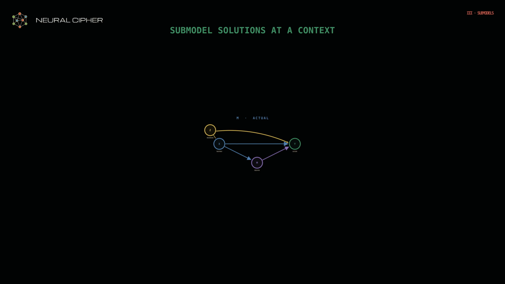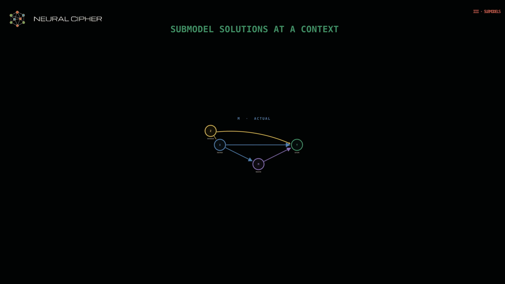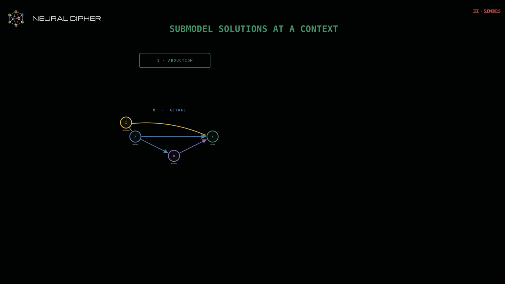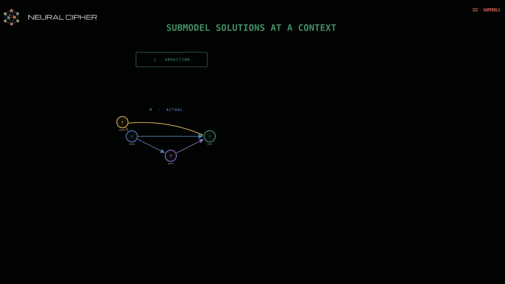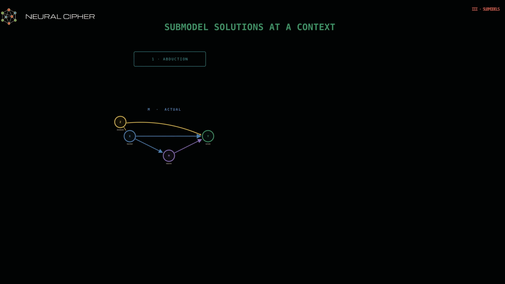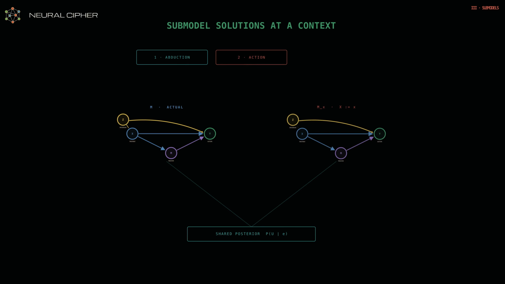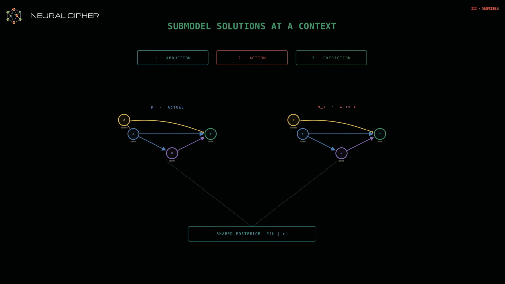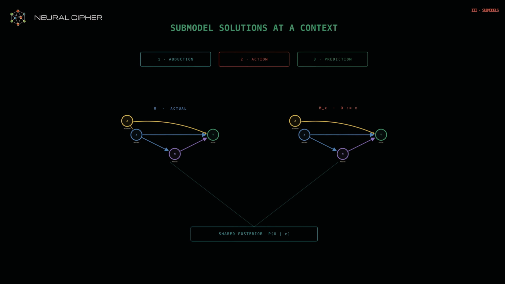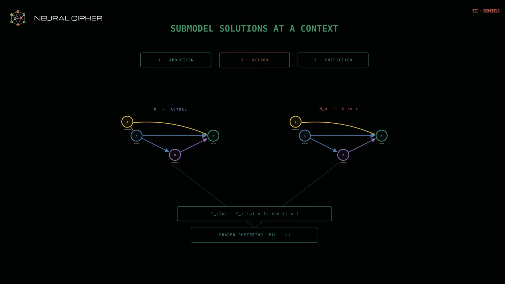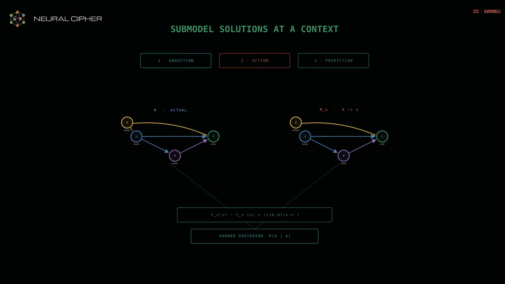A counterfactual variable is defined by solving a submodel out of context. Y sub X of U is the value of Y in M sub X when the exogenous variables equal U. For evidence E equals e, abduction forms the posterior P of U given e. Action constructs the submodel. Prediction pushes that posterior through the submodel solution map. The result is a distribution such as P of Y sub X given e, not necessarily a single value.